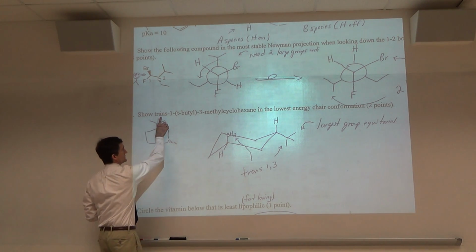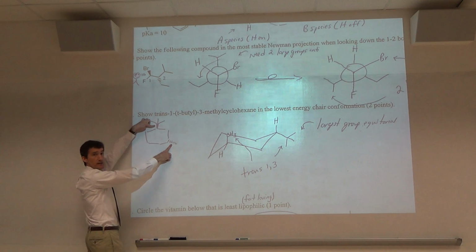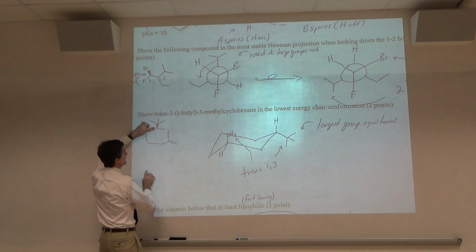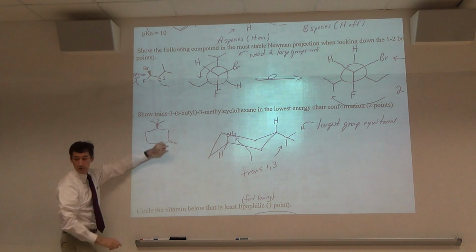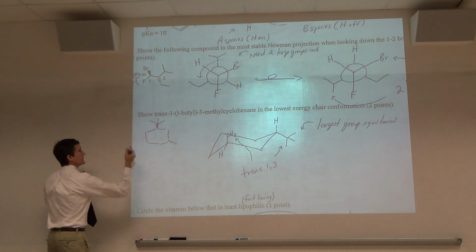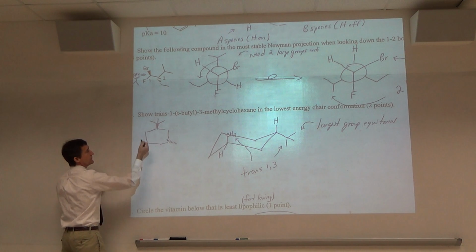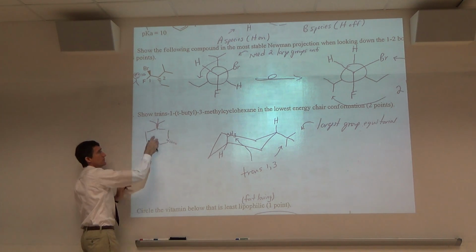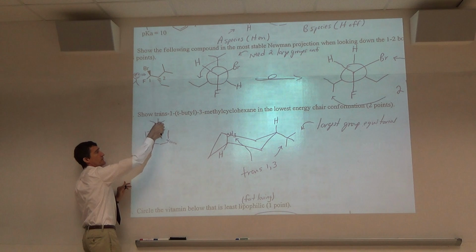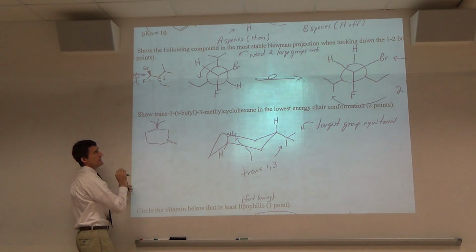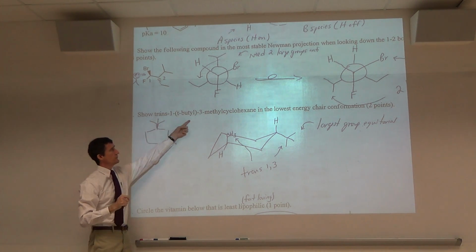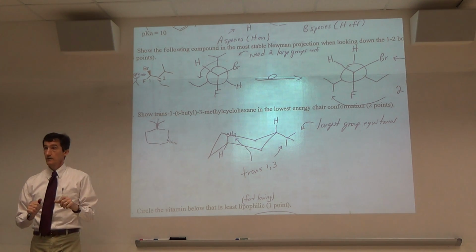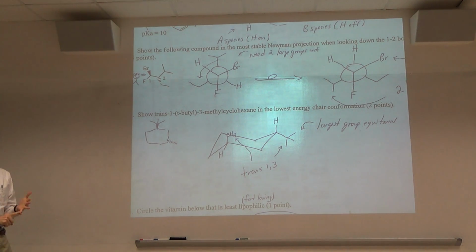Now this is trans. So the two groups are trans, okay? One's forward, one back. And we have nomenclature, 1,3. If I agree those are in a 1,3 relationship, they're trans. T-butyl means tert-butyl. That's a tert-butyl group, 4 carbons. That's a common name. Methyl. Does everybody agree that this compound is trans? Okay, so that's nomenclature, understanding trans.